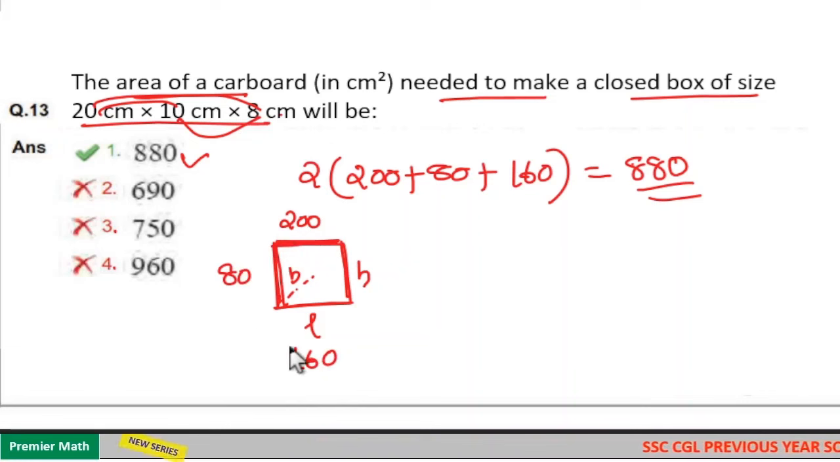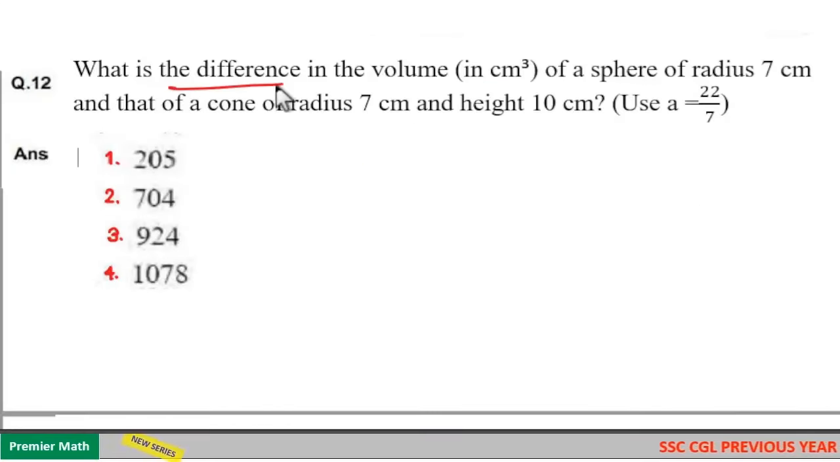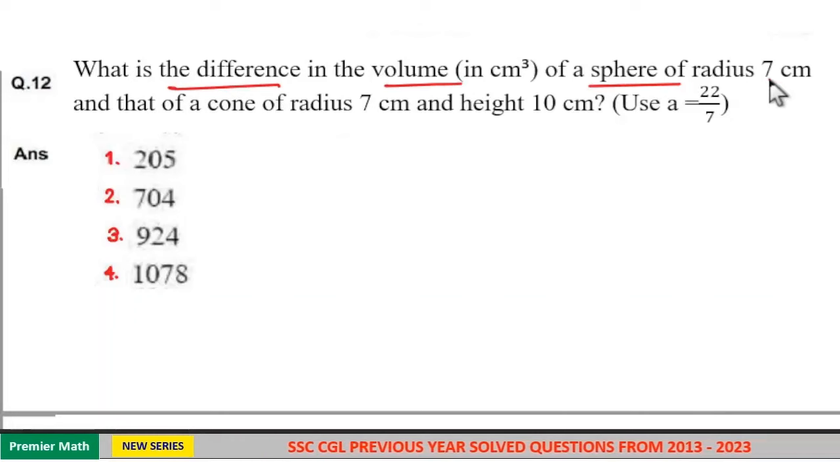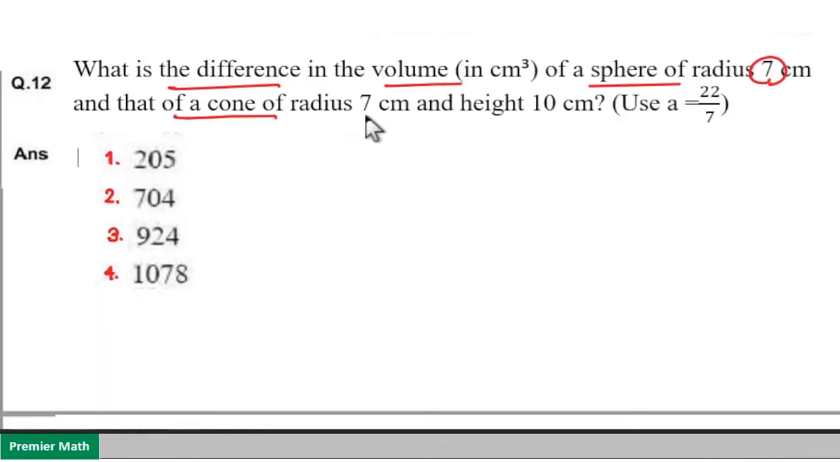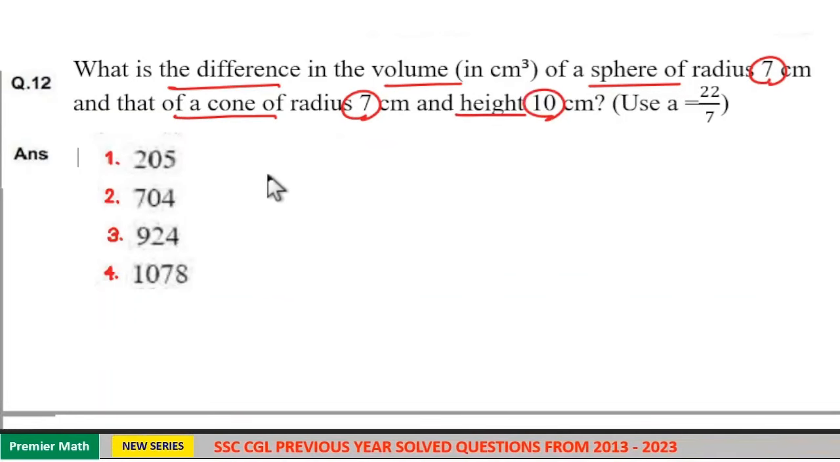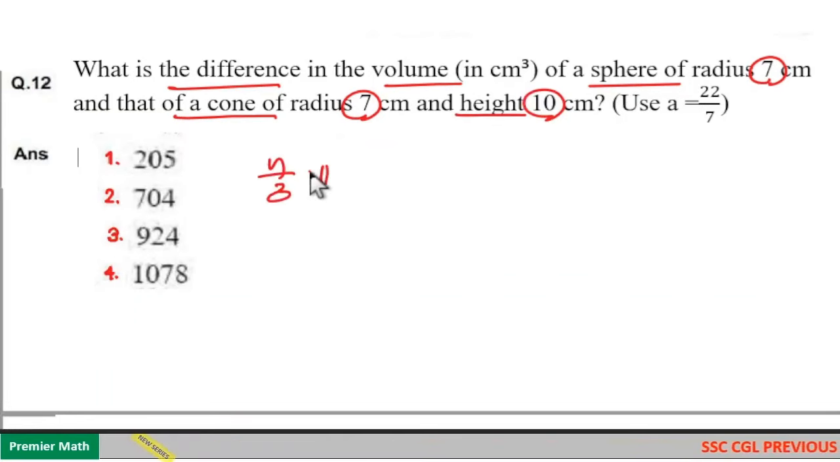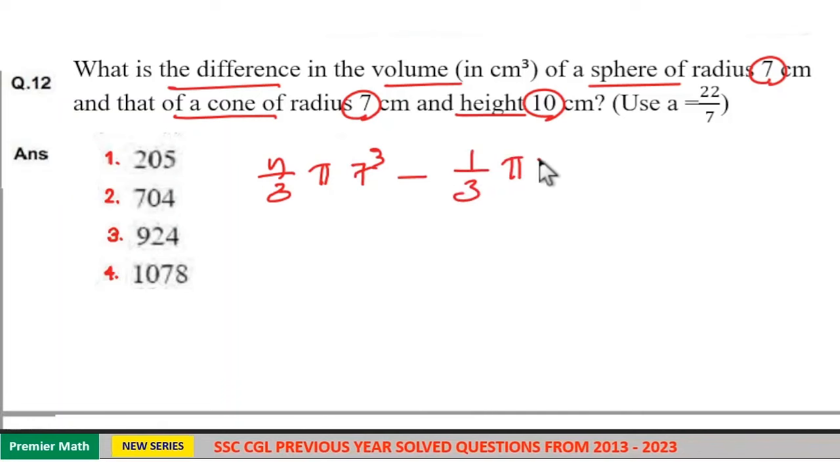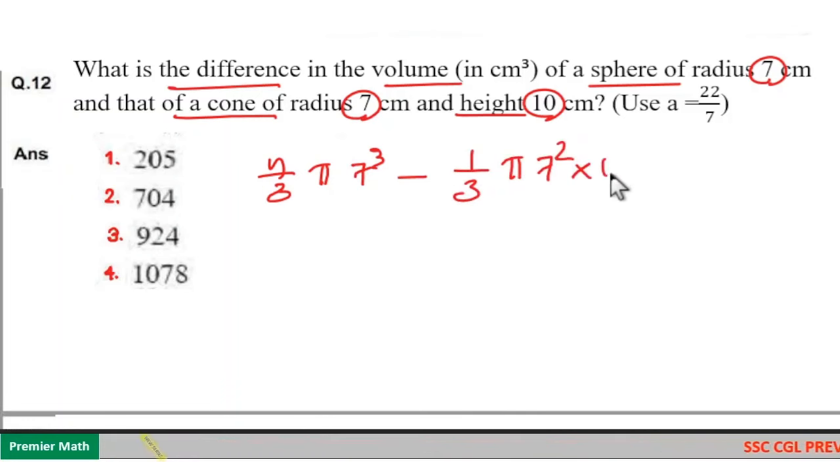Now we have three such opposite parts. So 200 plus 80 plus 160 into 2. 880 is your answer. What is the difference in volume of a sphere of radius 7 cm and that of a cone of radius 7 cm and height 10 cm? Here volume of sphere is 4 by 3 pi r cube. R cube is equal to 7 cube minus volume of cone is equal to 1 by 3 pi r square h. R square is equal to 7 square and height is equal to 10.